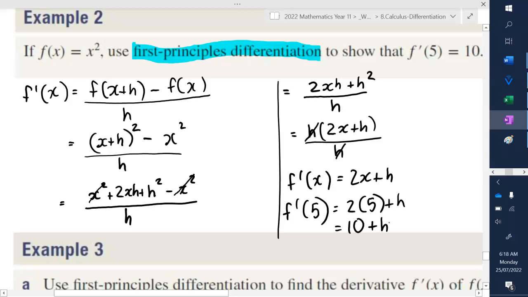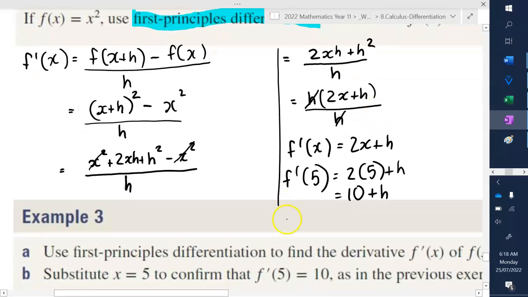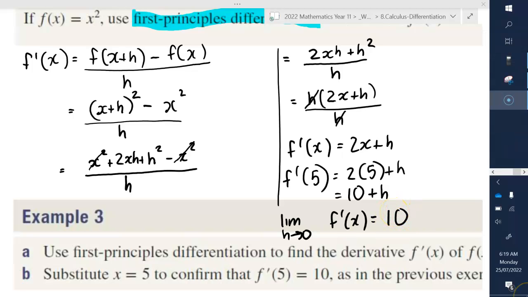Now, remembering with our first principles, what we should have been doing was looking at our limits as h goes to 0. So if h is going to 0 here and getting tinier and tinier and tinier, what we're left with is just our 10. That's our answer. f dash of x equals 10. We're just remembering it's taking our limit as h goes towards 0.